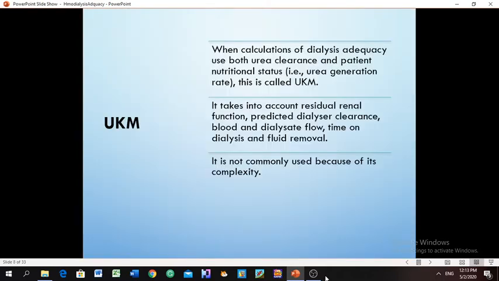Urea kinetic modeling is when calculations of dialysis adequacy use both urea clearance and the patient's nutritional status. It takes into account residual renal function, predicted dialyzer clearance, blood and dialysate flow, time on dialysis, and fluid removal. It is not commonly used because of its complexity.